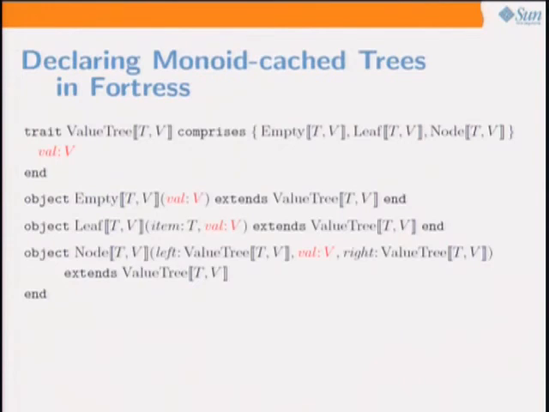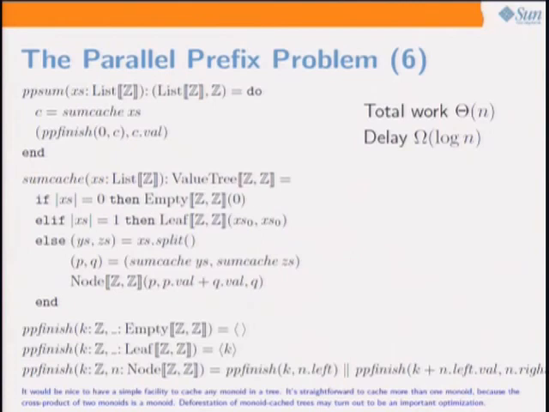Here's Fortress code that declares the necessary data structures. This is not terribly interesting, except to point out that the common trait, which is inherited by all of these objects down here, empty, leaf, and node, declares an abstract accessor value, which is then implemented by each of the objects. So there's this val field of type V. And now if we use this data structure to implement the parallel prefix problem, we end up with a solution of roughly the following form.